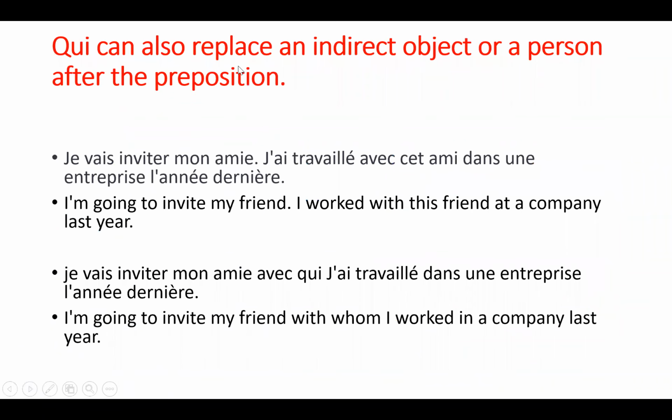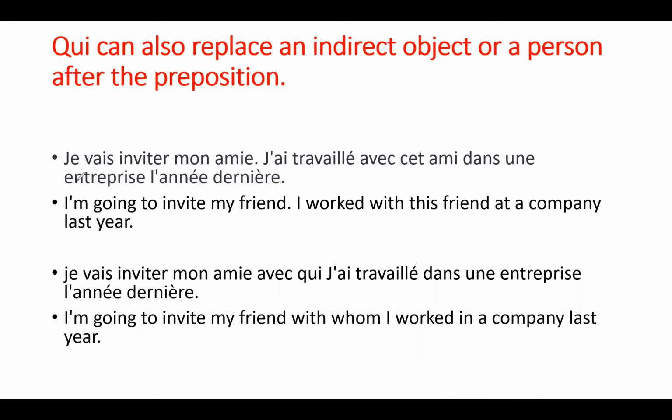Qui can also replace an indirect object or a person after the preposition. Let's see the example. Je vais inviter mon ami. J'ai travaillé avec cet ami dans une entreprise l'année dernière. I'm going to invite my friend. I worked with this friend at a company last year.